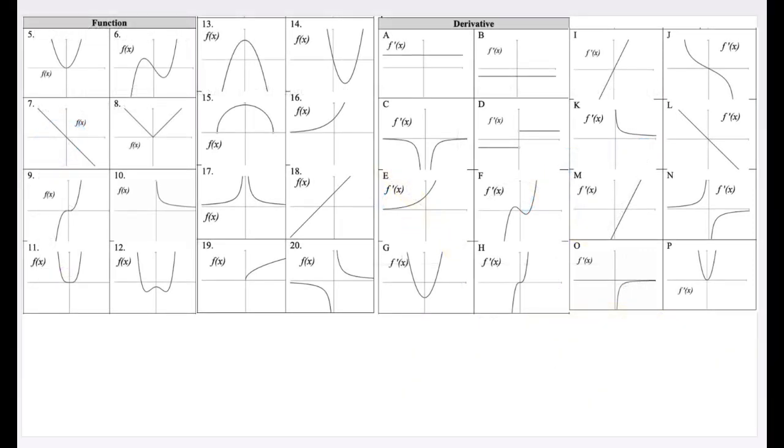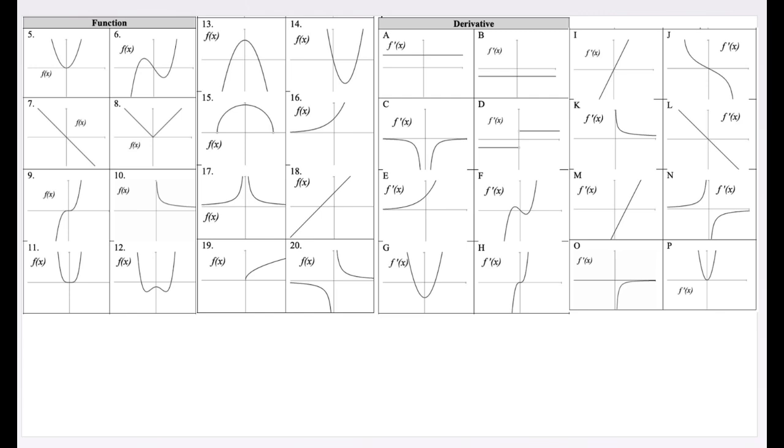All right. On this particular slide, we're going to be matching functions to their derivatives. So this will help you understand what the features on the original graph say about the derivative and what those look like on the derivative. So a couple of things to think about. One, when does the original function have maxes or mins or horizontal tangents? And also when the original graph is increasing or decreasing.